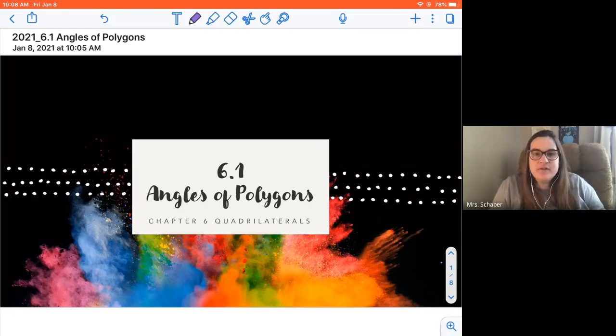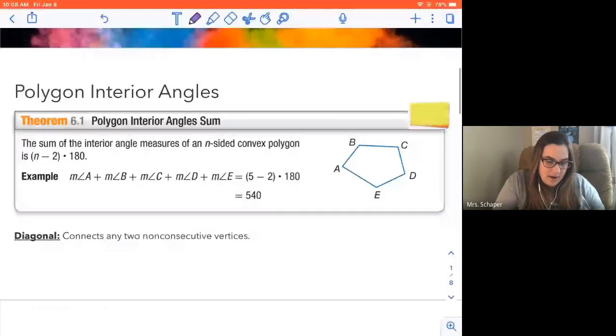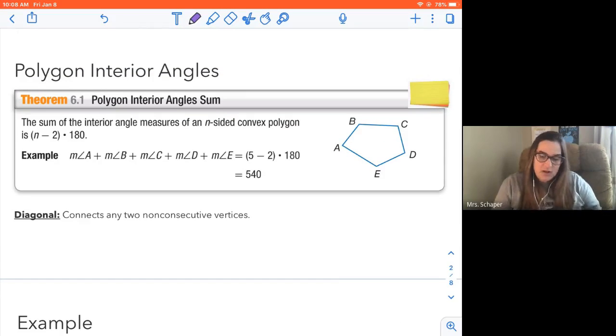It's Angles of Polygons. We're going to be talking about quadrilaterals. We're going to take a break from triangles and move into quadrilaterals, okay? So first of all, the note cards are going to be on here again. Make sure that you're taking a look at what you need to put on your note cards. We're going to continue to get you a study strategy that you can use.